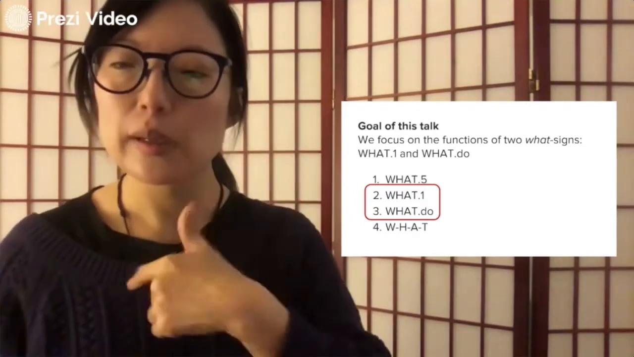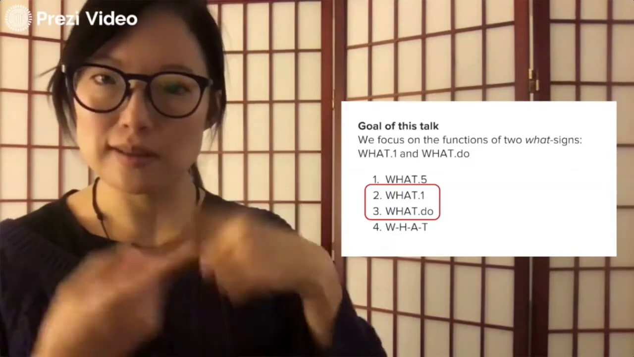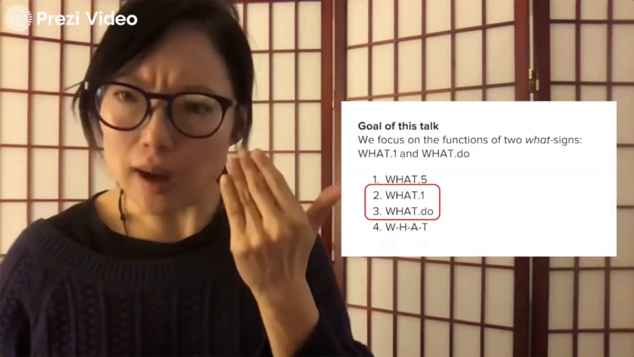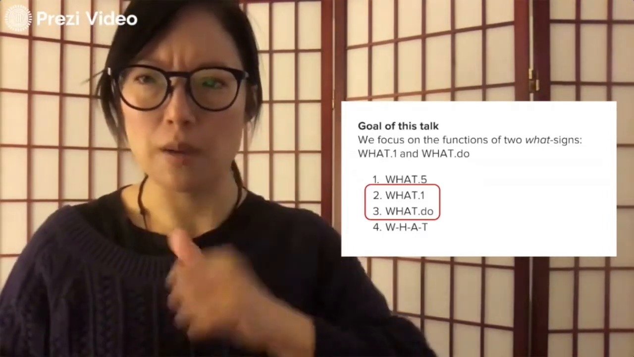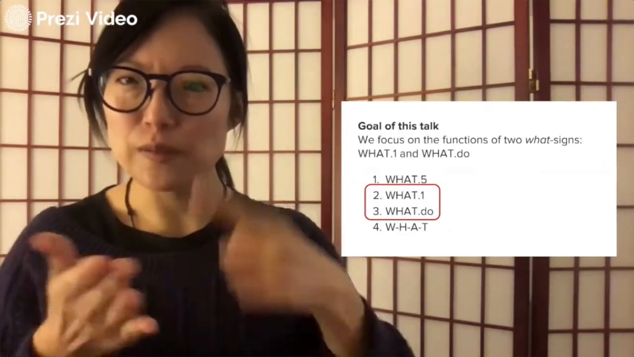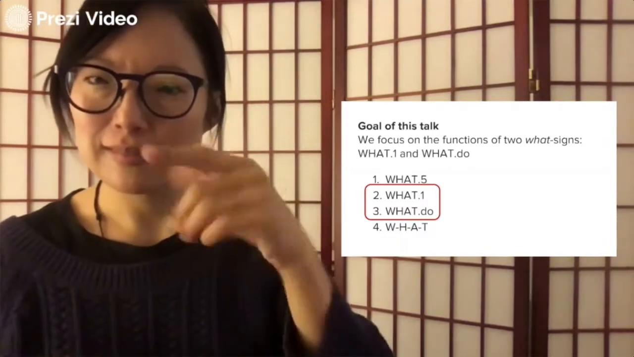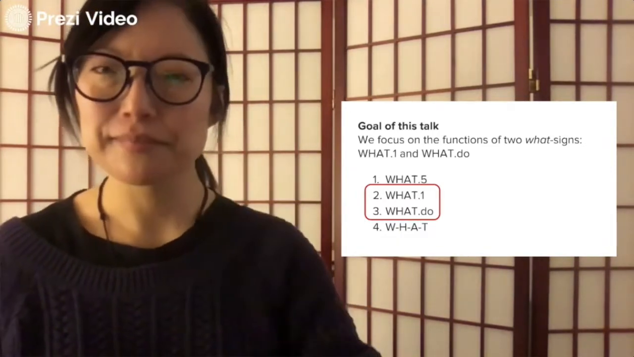The goal for this talk is to focus on the functions of 2 what signs, the number 2 what 1 and the number 3 what do. The reason for this is that the what 5 is the most common what sign, and it has been the center of research for the what movement in generative syntax.